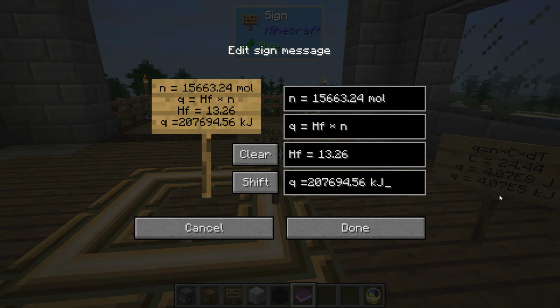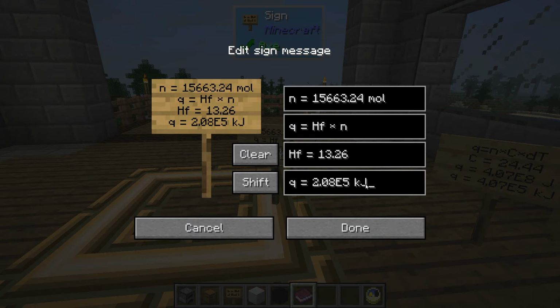So this is a number on the same order as the number over here to the right. The number over here to the right was 407,000 kilojoules, and this is 207,000 kilojoules. We can make this a little bit easier to read by getting rid of all this other stuff and saying 2.08 times 10 to the 5th kilojoules.